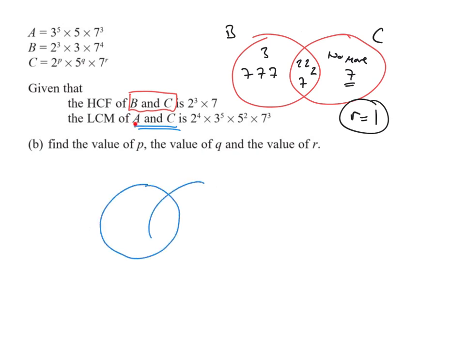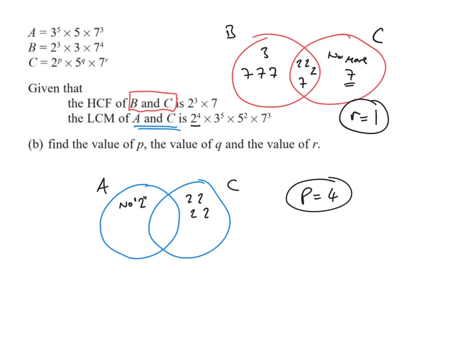Now we're going to do a Venn diagram for A and C next. And the important part here is there are no 2s in the circle of A. There are no prime factors of 2. So within the whole circle of A, there are no 2s, but there are in the lowest common multiple. So there have to be 4 2s somewhere within the Venn diagram. So they must reside on the right-hand side. And this tells us the number of 2s that we have in C. There are 4 of them.